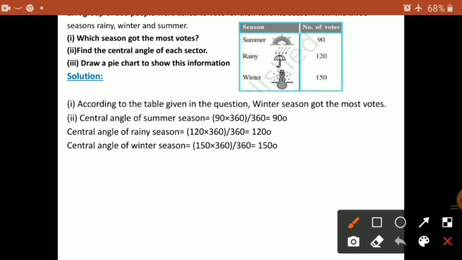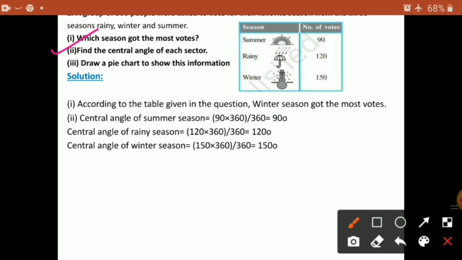What is our second question? Find the central angle of each sector. We have to find the central angle for every sector. Now we have to know how we can calculate the central angle. First we have to make the total for this: 90 plus 120 plus 150 is 360.